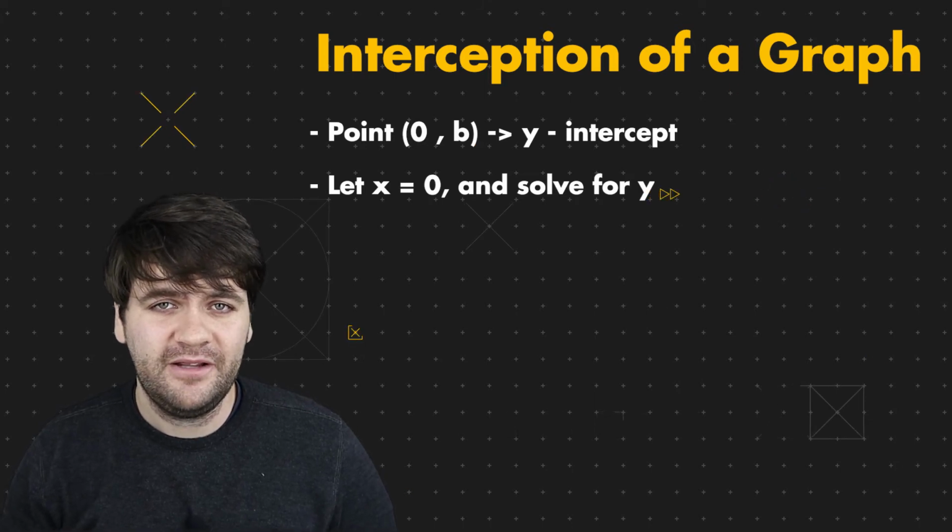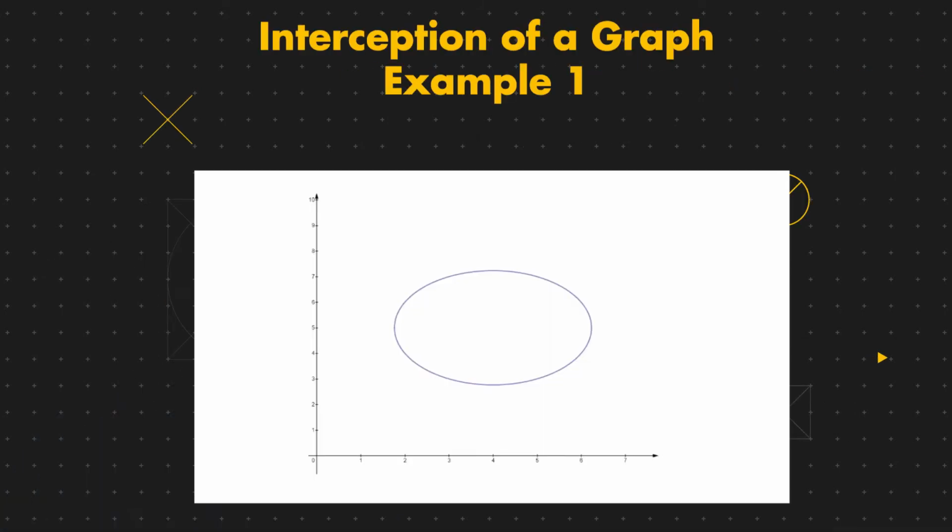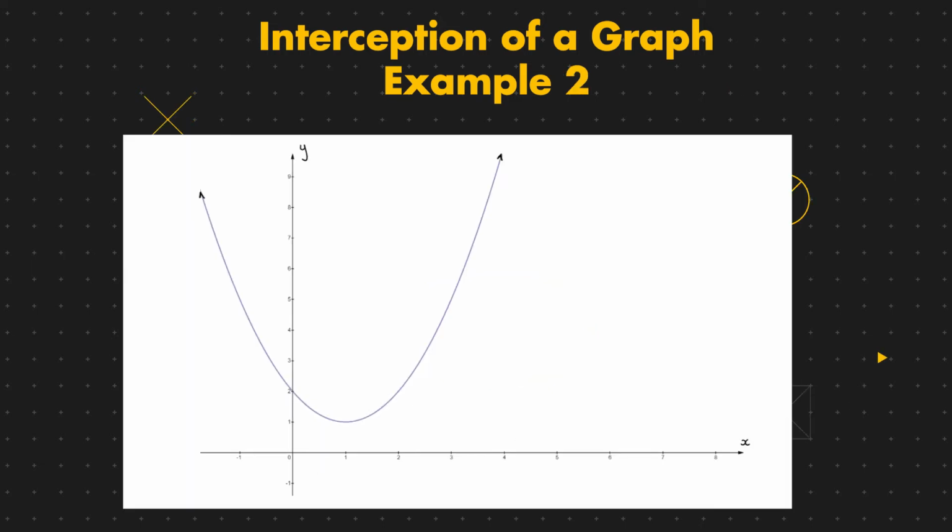Let's look at the following 4 examples. In this example, we have a function that gives us an ellipse, and we will see in this function we have no x-intercept and no y-intercept. In example 2, we have a parabola, and we can see there is no x-intercept, but we do have one y-intercept at the point (0, 2). So we'll have a y-intercept, and if we write our coordinate, that will be at (0, 2).